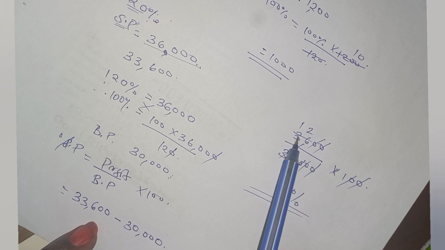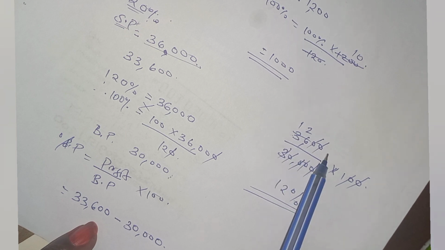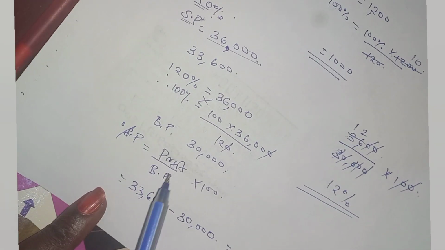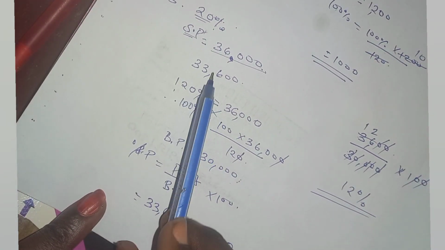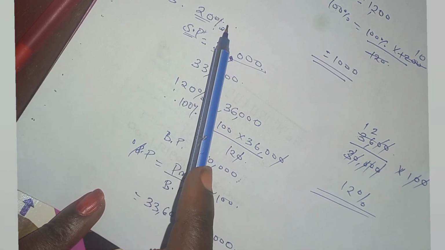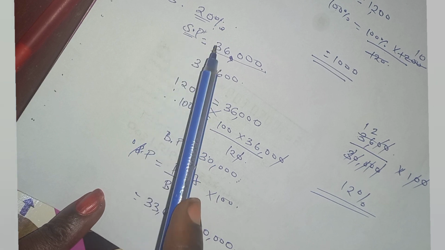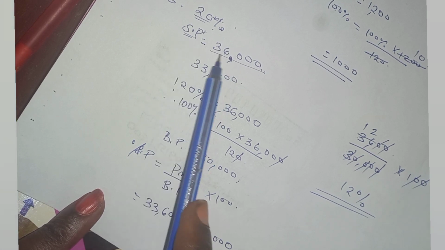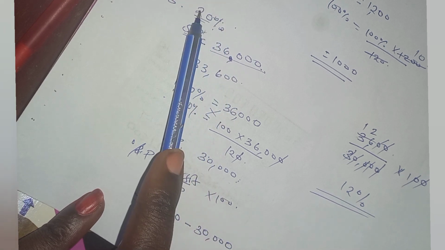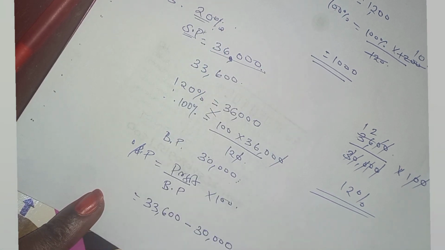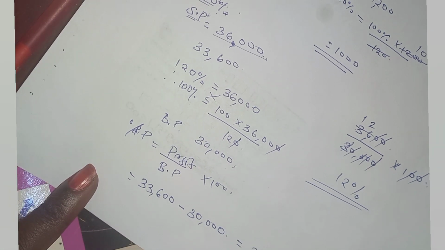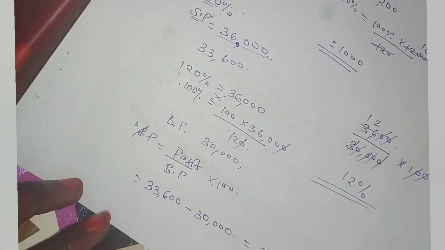You take the profit all over the buying price multiplied by 100. Here we calculated the buying price. We had the selling price and the percentage profit here. When he sells something at 36,000, he gets a profit of 20%. So if he sells this thing at a lower price, then the percentage profit will also be less.